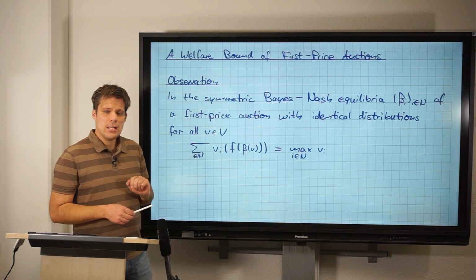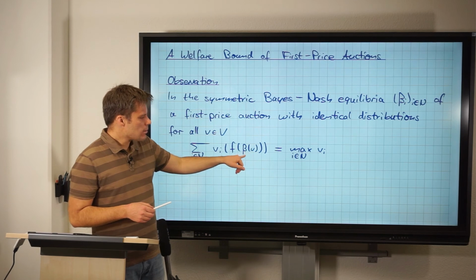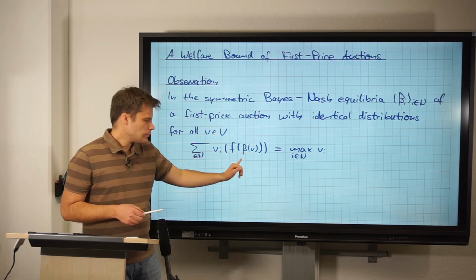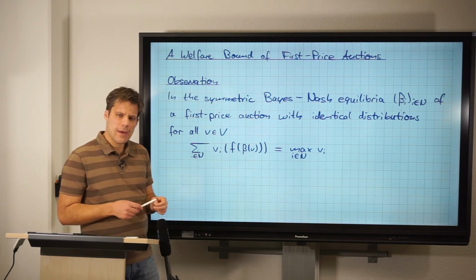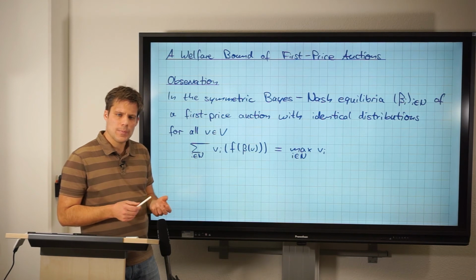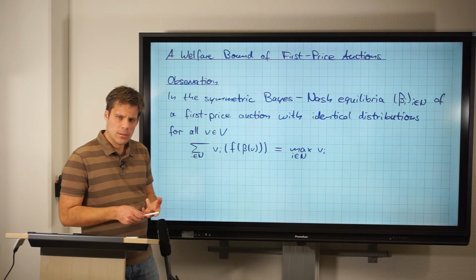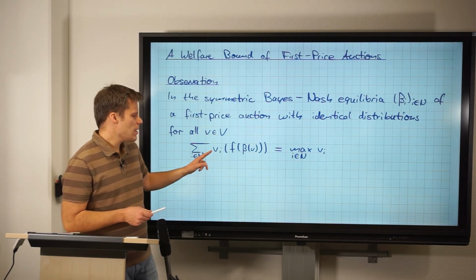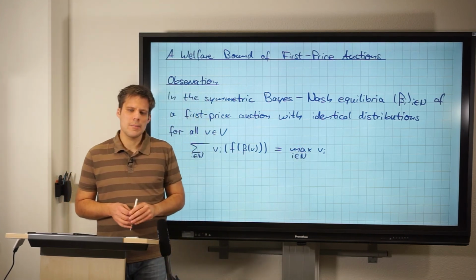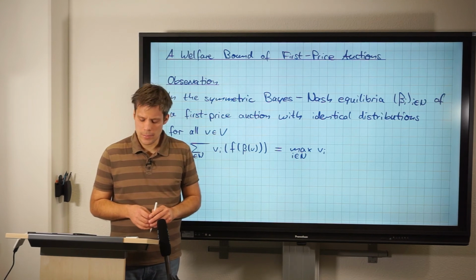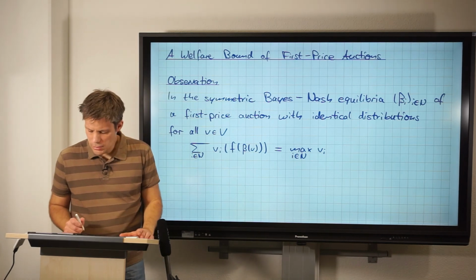We have any valuation profile v. Now, everybody bids according to the Bayes-Nash equilibrium. Then we ask who wins the auction. This is the f function. Again, f, that's the outcome rule of the mechanism. And then we ask what's the value for this outcome. And we see, okay, this is exactly equal to the maximum value of all bidders. But this is not always the case.